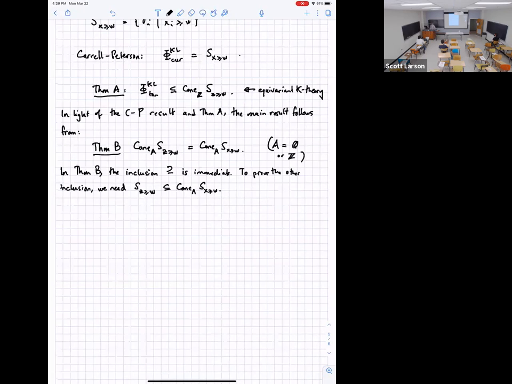Okay. So I will leave theorem A and probably not talk much about it today, but let me discuss the proof of theorem B. Once we know theorem B, combined with theorem A, that is our main result. So let me talk a little bit about the discussion of the proof.